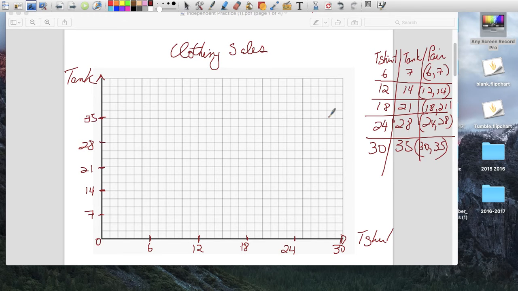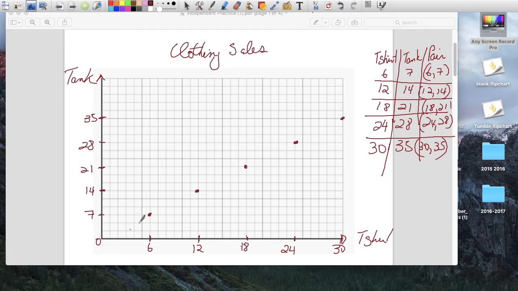We've got to plot these points. 6 and 7 would be 6 here. It's 7. 12 and 14 would be here. 18 and 21 would be here. 24 and 28 about here. And finally 30 and 35 would be about here.